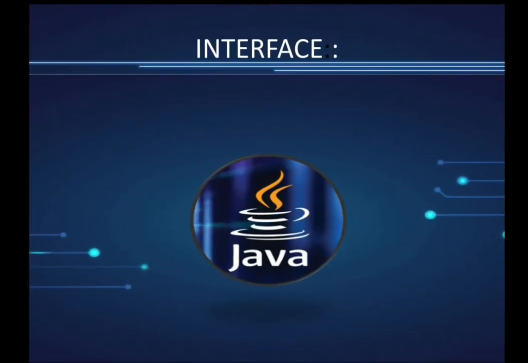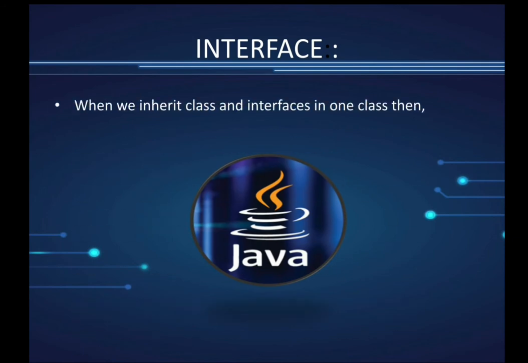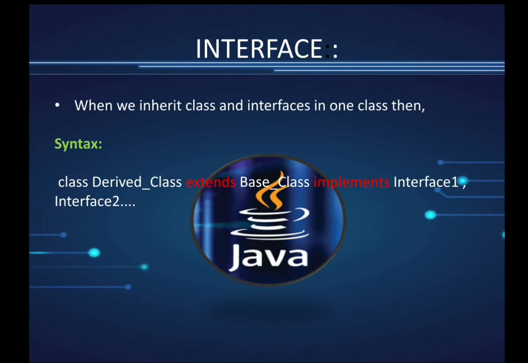And now moving further with a few points of interface. When we inherit a class and an interface in one class, then what happens? Then you have to keep in mind one syntax, which I am providing to you right now. When you are inheriting a class as well as an interface, then you have to use the extends keyword first, then the implements keyword.